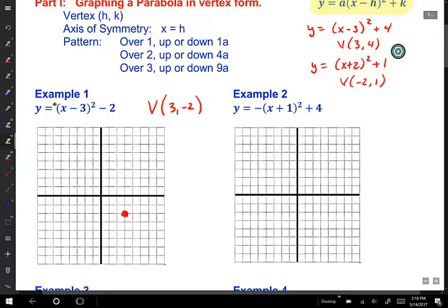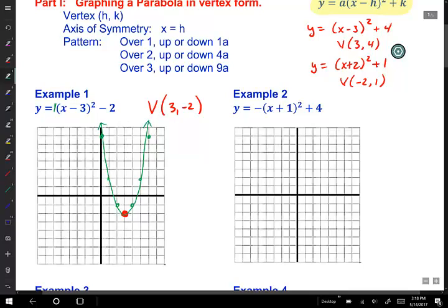Here, our number in front of our parentheses is 1. Okay, so we do not really have any multiplier. So our pattern from this vertex is going to be over 1, up 1. Go back to the vertex, over 2, up 4. Go back to the vertex, over 3, up 9. 2, 3, 4, 5, 6. Okay, and there we have a very short, simple way to graph our parabola.